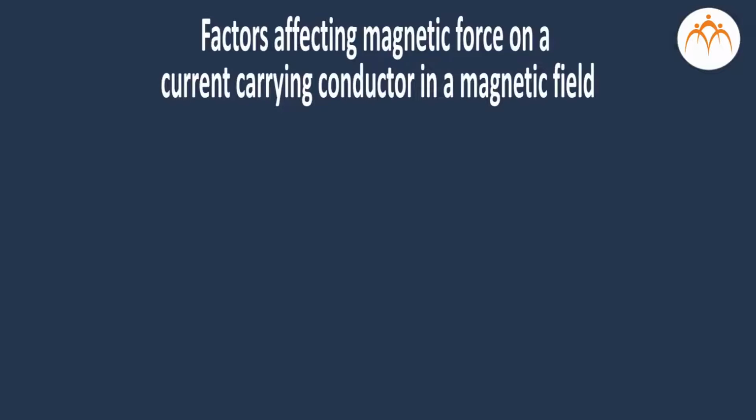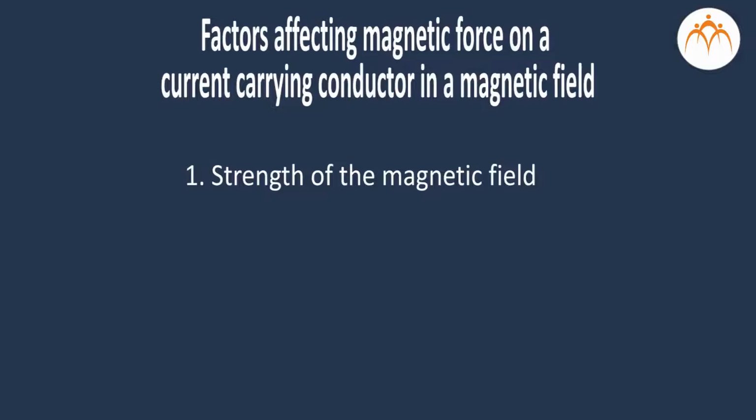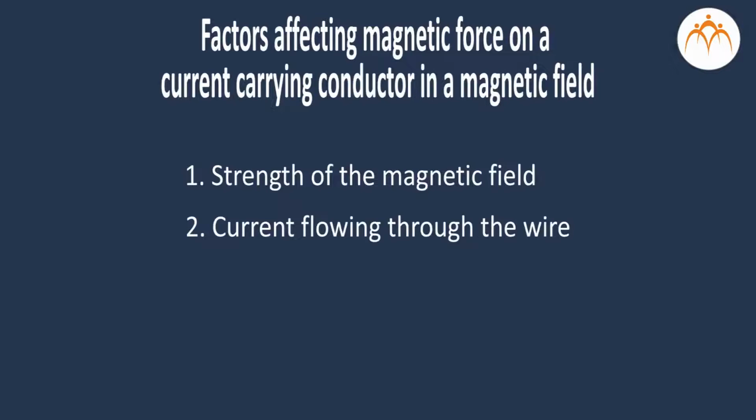Factors affecting magnetic force on a current-carrying conductor in a magnetic field: the strength of the magnetic field, current flowing through the wire, and the length of the wire. Try variations of these factors and do the activity. Force is 0 when the wire is parallel to the magnetic field. Can you verify this as well?